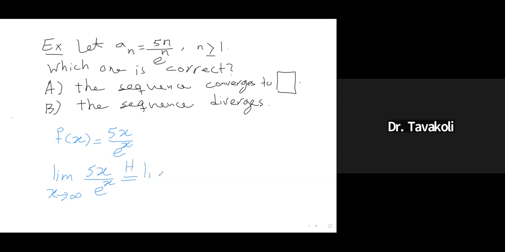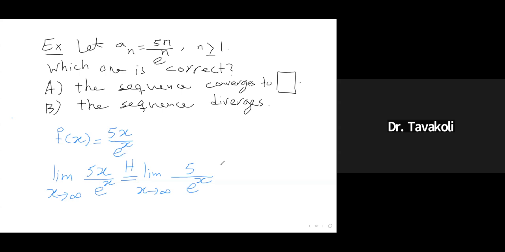So this is the limit as x tends to infinity. The derivative of 5x is 5. I'm using L'Hopital's rule, so I differentiate the top, which is 5. The derivative of e to the x is still e to the x. Now let's try this new limit.